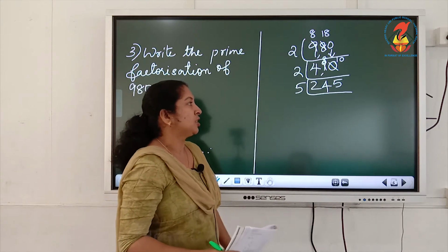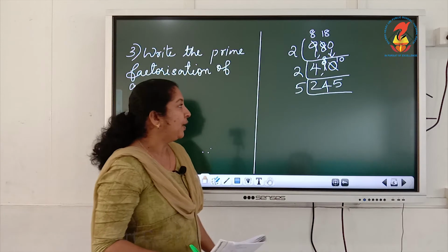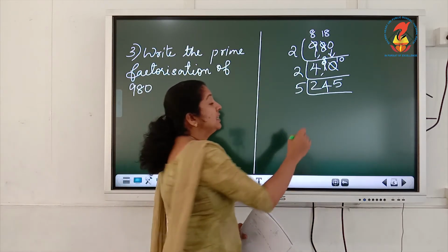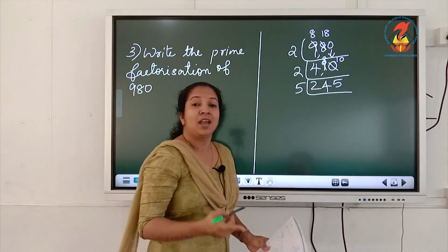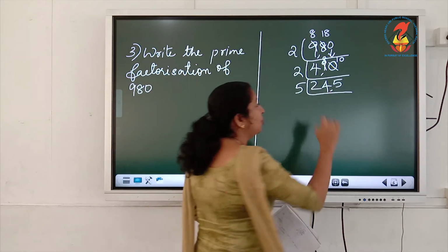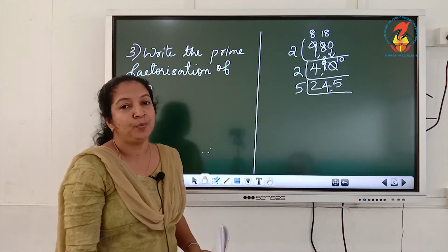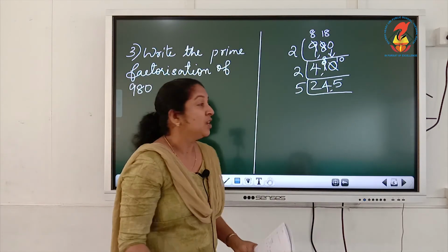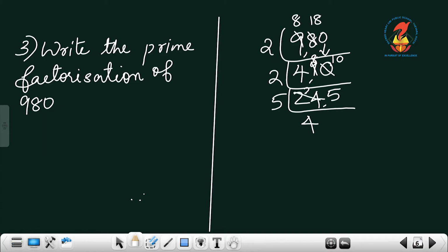3 is also not possible. So 5. So how many? Listen, I have taken 2 first. Any 5s in 2? No. So we have to take 24 as a whole. So how many 5s in 24? 5 4s are 20. We are using only 20.